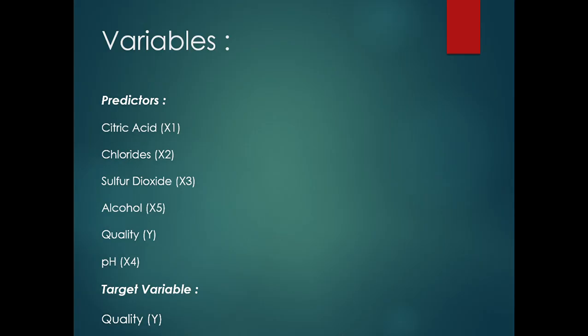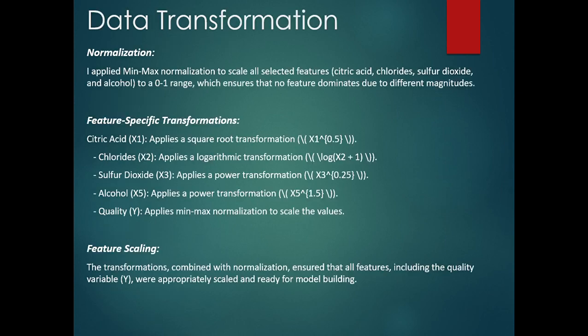So the different variables, as you know, were citric acid, chloride, sulfur dioxide, alcohol, quality, and pH, and the target variable is quality.